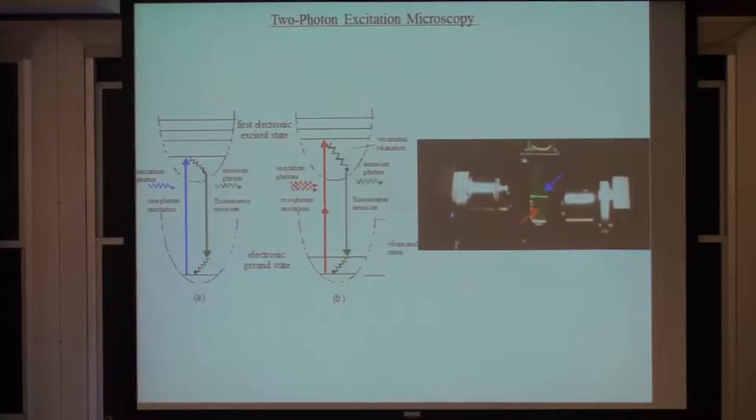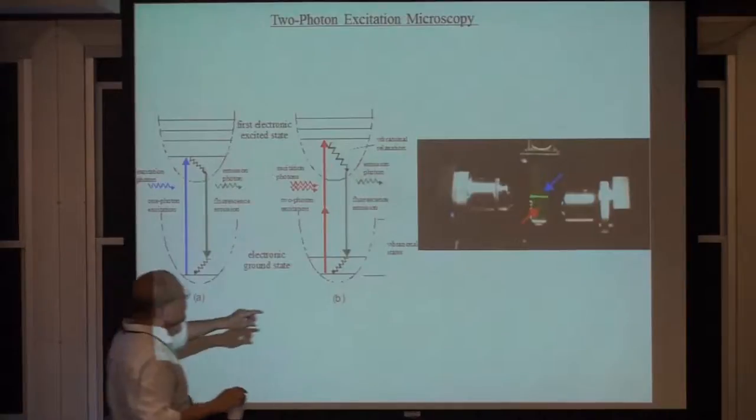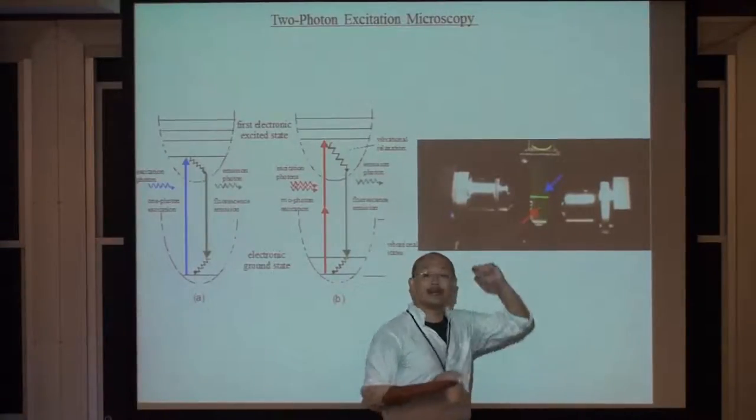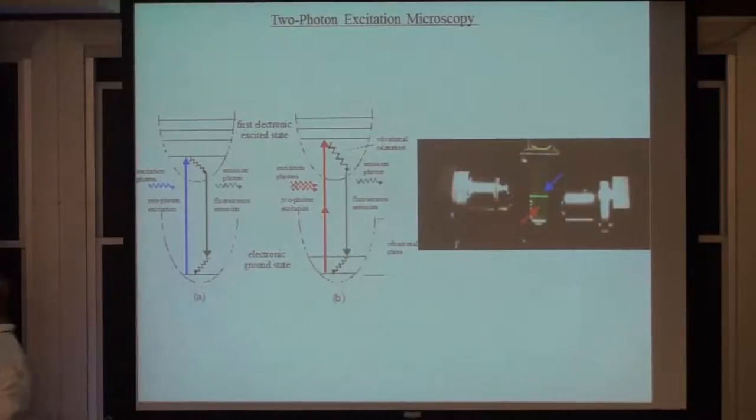You only generate a teeny spot of fluorescence using a focused infrared light beam. Make sense so far? So this is the experiment of sending infrared light in. You can see only a small green spot.